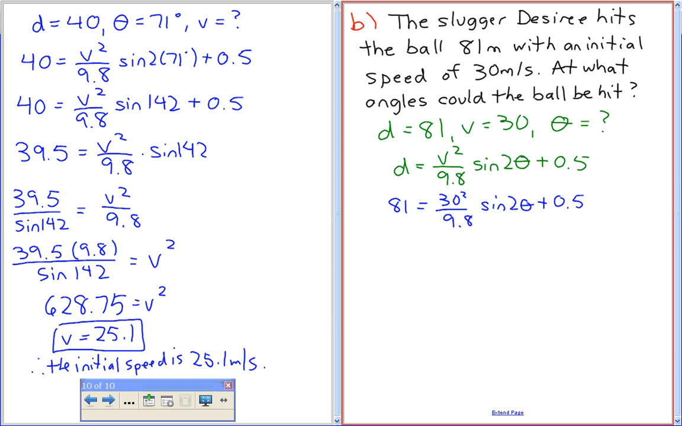Okay, now this is very much like the questions we did on the previous examples here. Okay, so 81 equals 30 squared over 9.8 sine 2 theta plus 0.5. Emily, to solve for theta, what's my first step going to be? Good, move it over. So this turns to 80.5 is, I want to call that 900 if you don't mind.